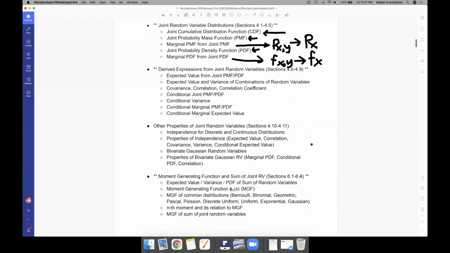Then there's some other properties of joint random variables, maybe some joint random variable distributions. The bivariate Gaussian random variable is probably a good one to put on your formula sheet because it's really long and complicated. The rest of these, you should still understand the definition of independence from the first midterm. And there's a more precise definition when it comes to relating the expected values of joint random variables.